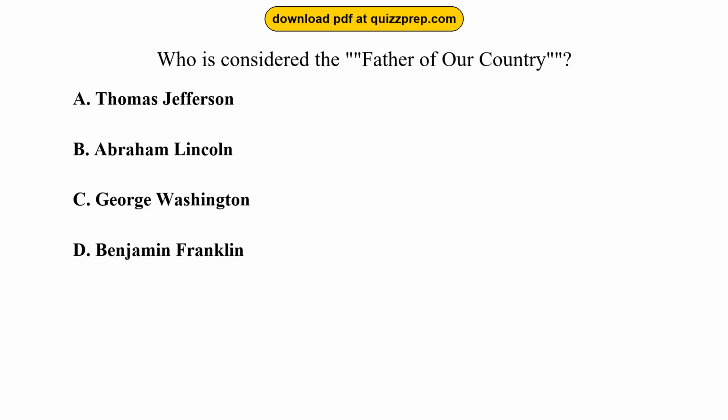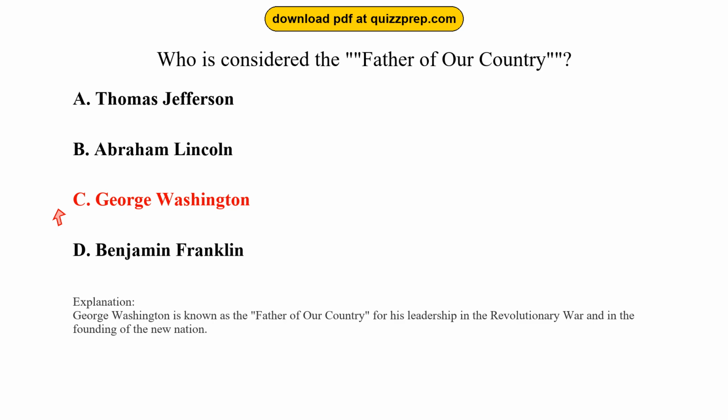Question 73. Who is considered the father of our country? Option A, Thomas Jefferson. Option B, Abraham Lincoln. Option C, George Washington. Option D, Benjamin Franklin. The correct answer is option C, George Washington. George Washington is known as the father of our country for his leadership in the Revolutionary War and in the founding of the new nation.